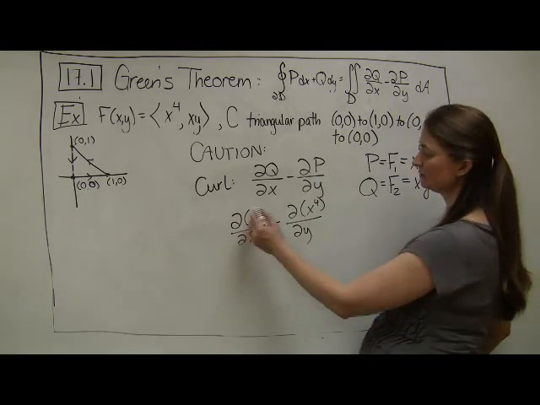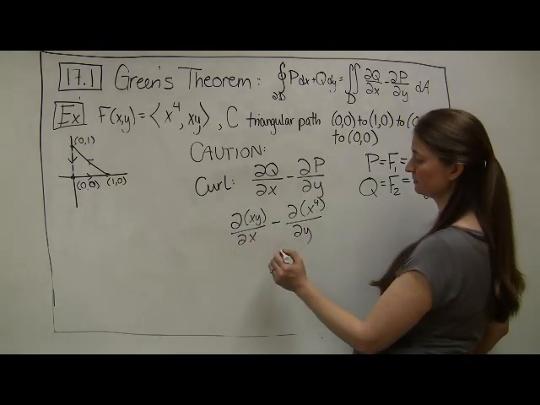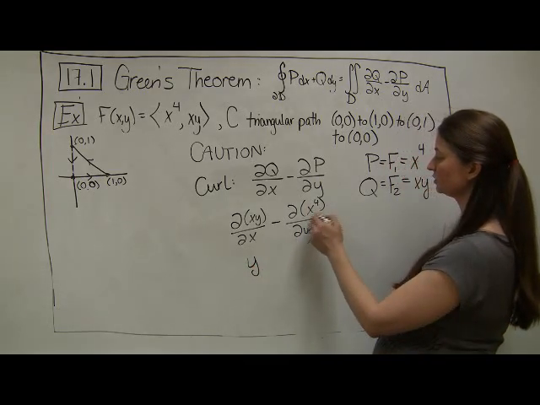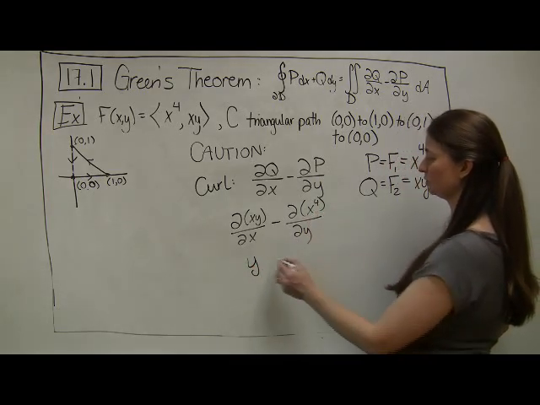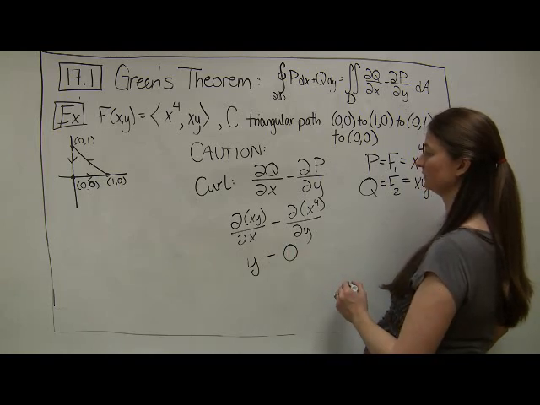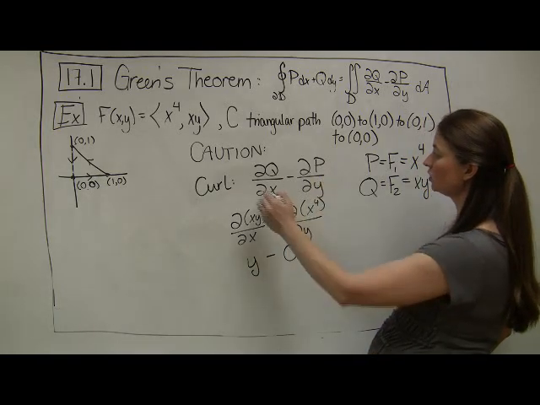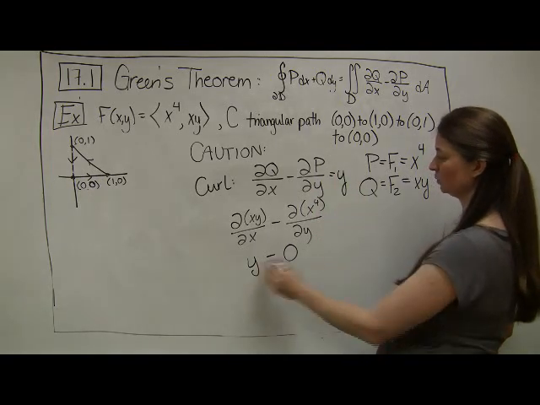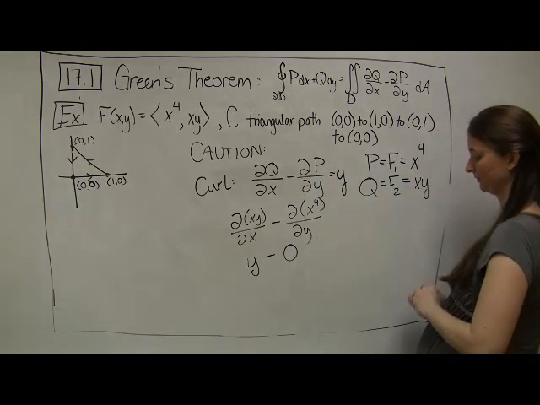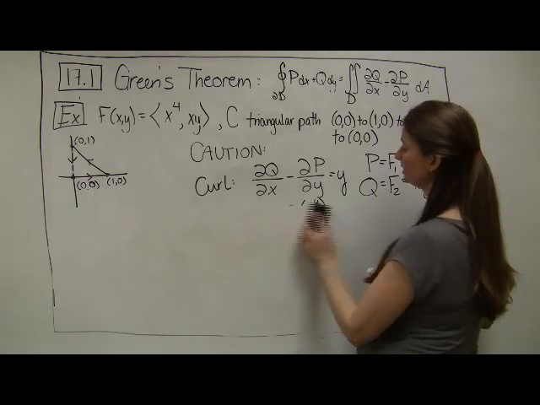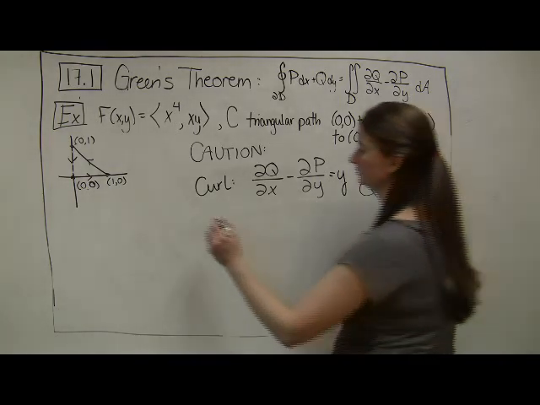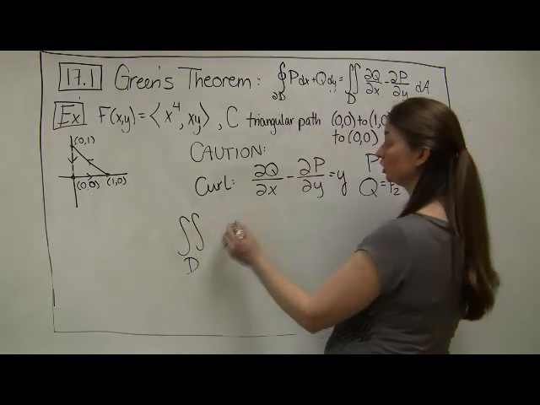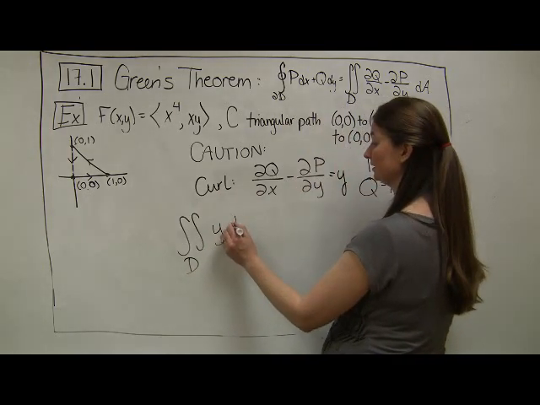And here we see, what is the partial derivative of xy with respect to x? That's just going to be equal to y. What's the partial derivative of x to the fourth with respect to y? That's just 0. So in this case, our whole curl term is equal to y. y minus 0 is just y. So now we're going to compute our double integral of the curl, which in this case is y.